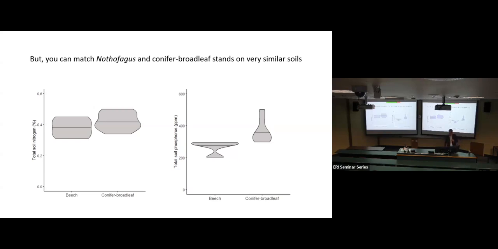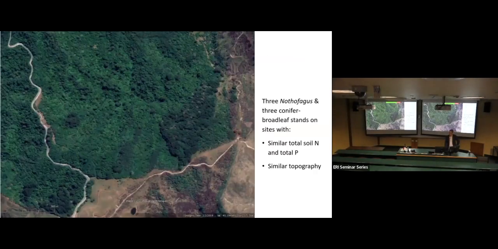So there's actually a lot of overlap in total nitrogen. If you look on this left-hand graph, it's pretty easy to find stands that have the same nitrogen concentration. Not quite so easy with phosphorus, but you can compare stands that are very similar in terms of total phosphorus. So I identified these 3 beech stands, and 3 conifer-broadleaf stands with very similar total soil phosphorus and nitrogen and similar topography. They're all on north-facing slopes or ridges.